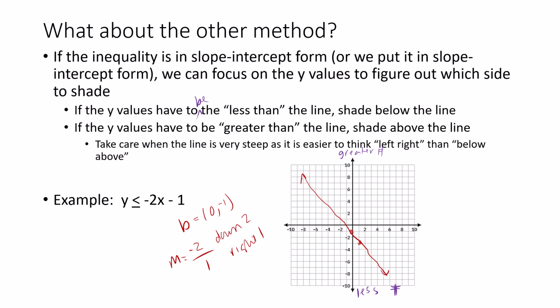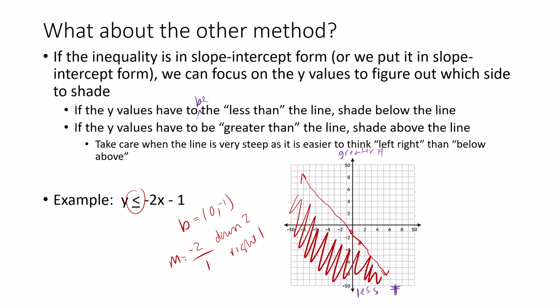Now I'm going to focus on this less than. The y values have to be less than whatever the line is. I had written this earlier: as you go up on the y-axis, that's going to be your greater than numbers. If you go lower, this is my less than side. So this is the side that I'm going to shade. I'm going to shade the side that has the less than, and that's all it is.